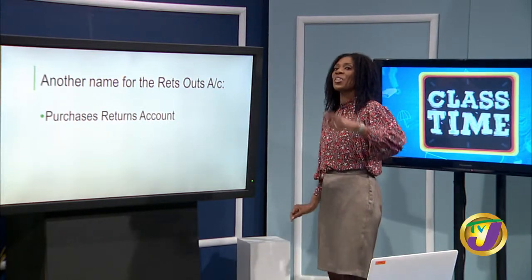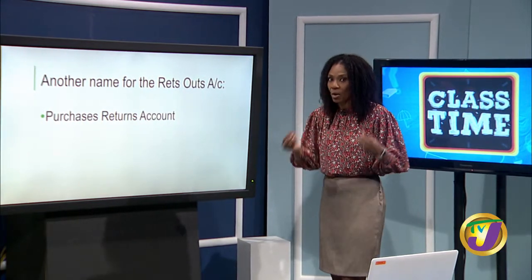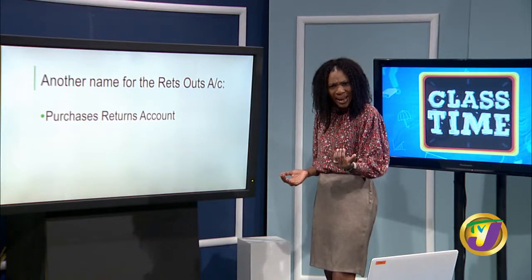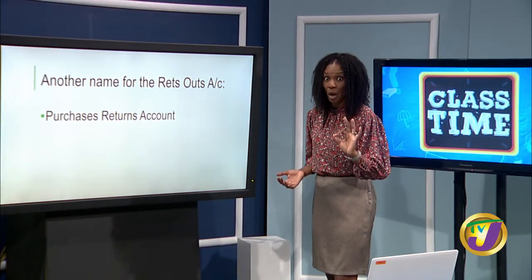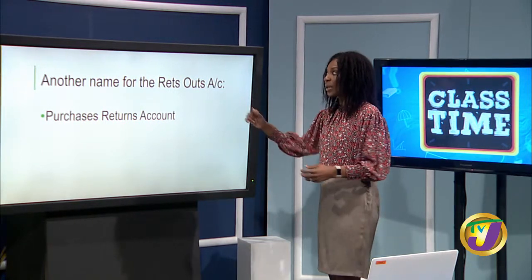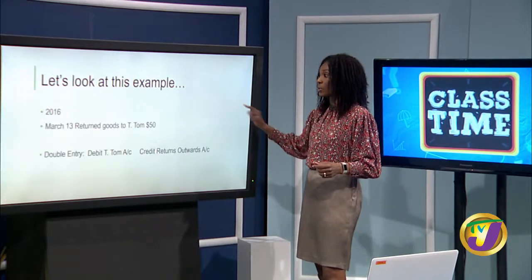Now, another name for the returns outwards account is the purchases returns account. Makes sense, not true? Purchases return. And when we buy, we're returning. Stock bought for resale is now being returned. So we call it the purchases returns account or the returns outwards account.